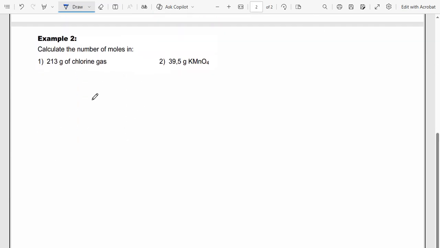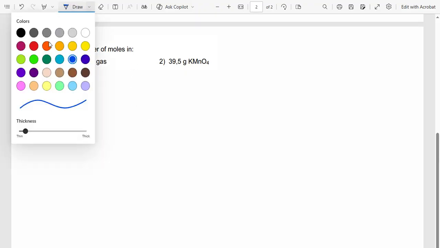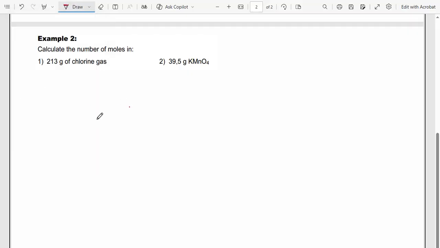Looking at the next question, example 2, they want us to calculate the number of moles in 213 grams of chlorine gas. For the first question, you need to write the number of moles formula down, then take it from there. When they say chlorine gas, you need to understand that chlorine is a diatomic molecule. So chlorine will be Cl, not just Cl, but diatomic. It will have a subscript 2 there.